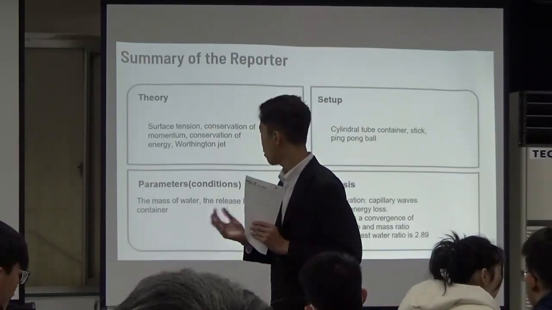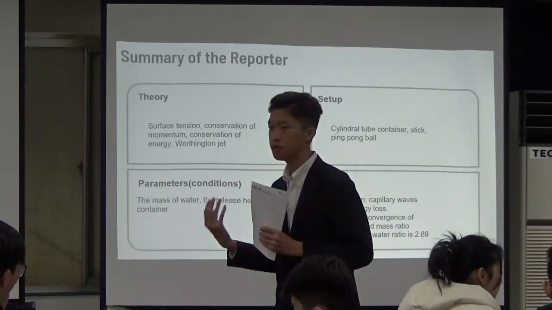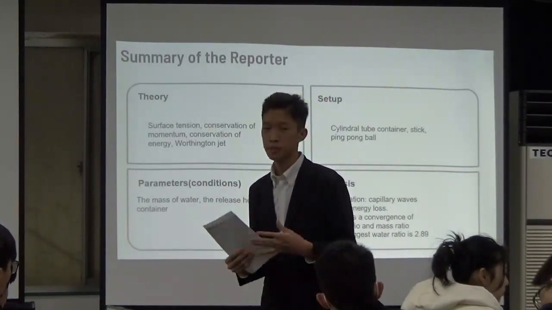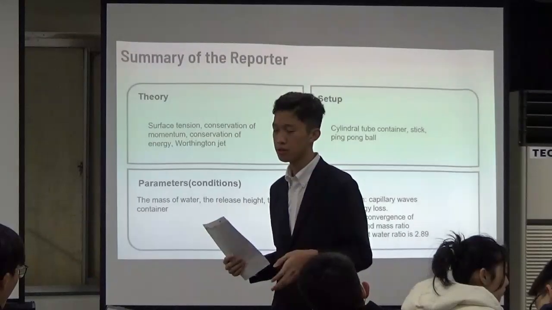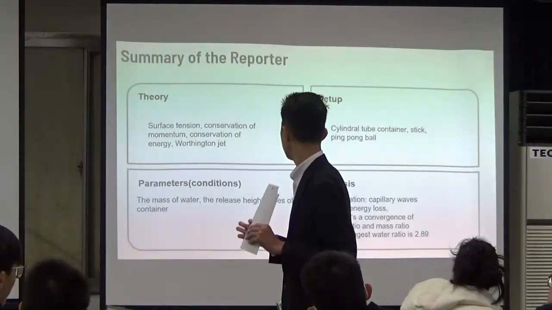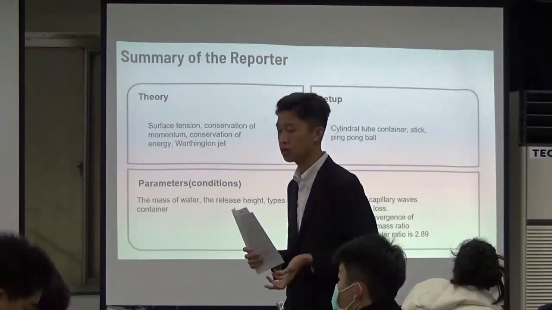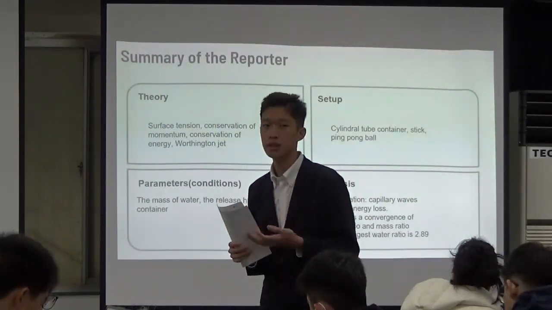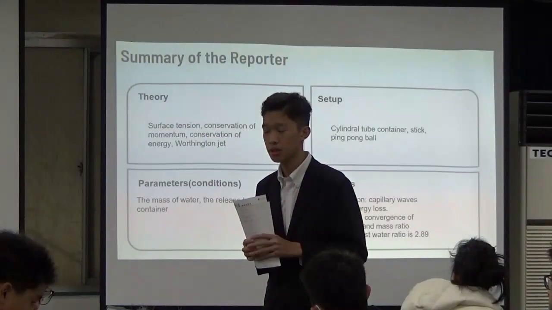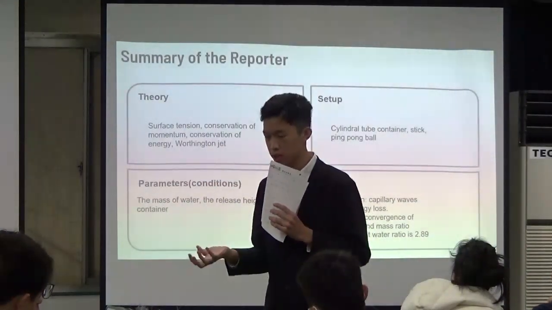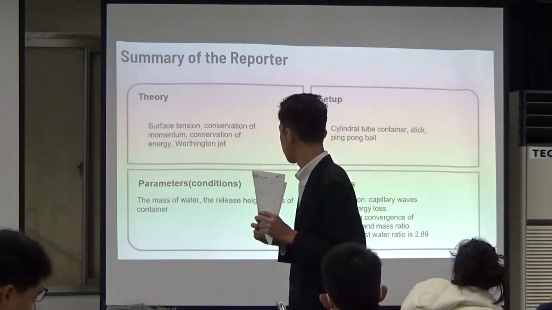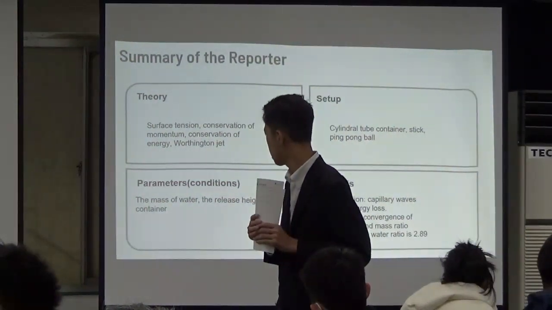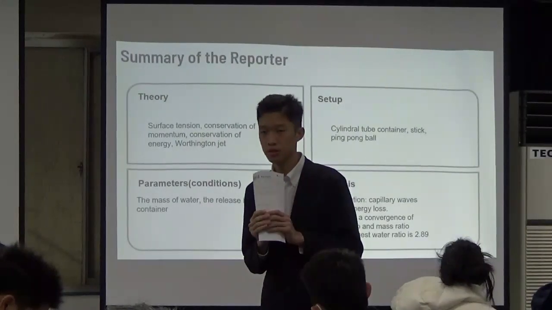In their theory, they use surface tension, conservation of momentum and energy, and they explain the phenomena within the jet. And in the setup, they use a cylindrical tube container to make sure that the container drops vertically. And the parameters are the mass of the water, the release heights, and types of different containers.